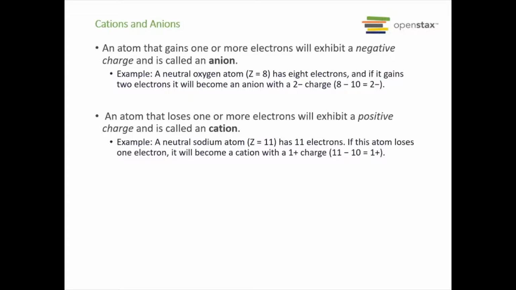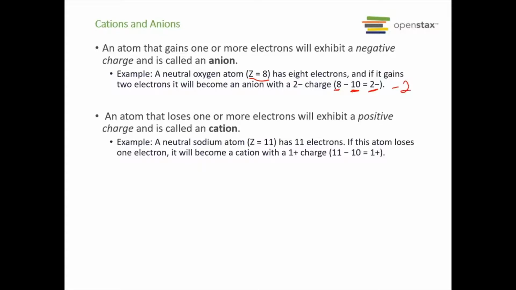So if you have an atom that gains electrons, giving it a negative charge, it is called an anion. If I have a neutral oxygen atom, so Z equals 8, it has 8 electrons. But if it gains 2 electrons, its charge becomes 8 protons minus 10 electrons, negative 2. Notice it says 2 minus, and this is how we write charges. You could have 2 minus or 3 minus, 1 minus. Sometimes I'll just write the charge as a negative 2.